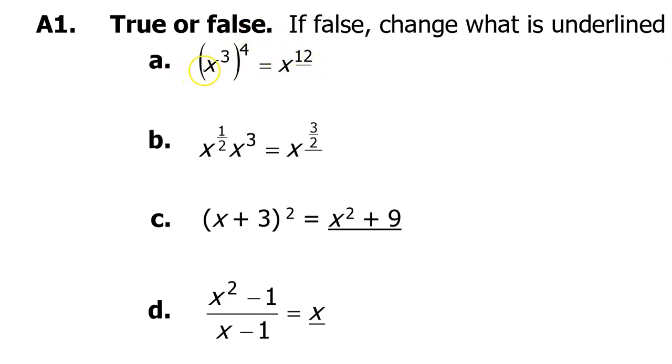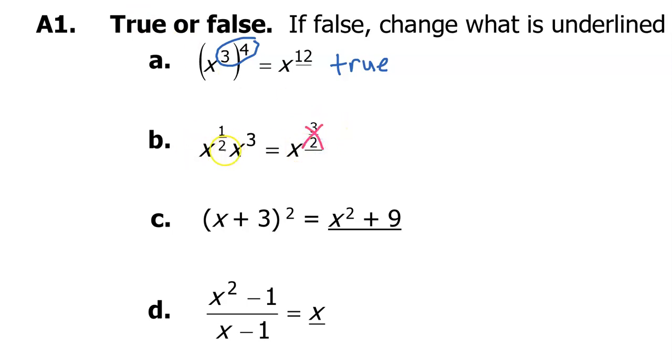So for part A, we know that when you have a power raised to a power, you do multiply. So x to the 12th power is true. This is correct. How about part B? When you are multiplying two variables, you add the exponents. That's not going to make 3 over 2.